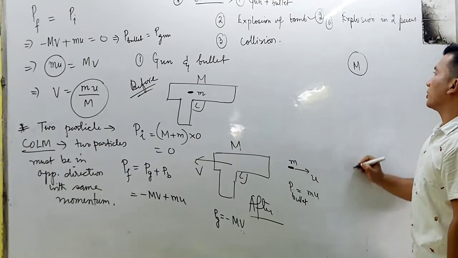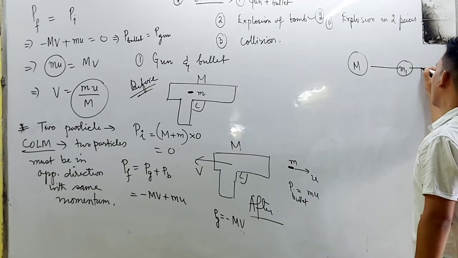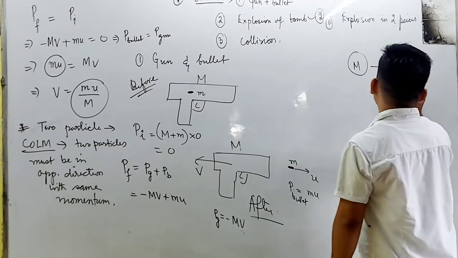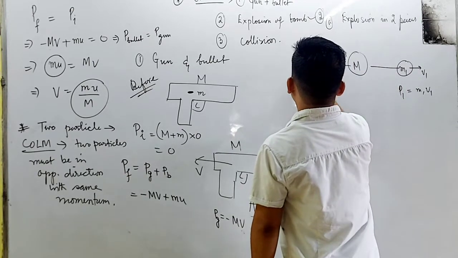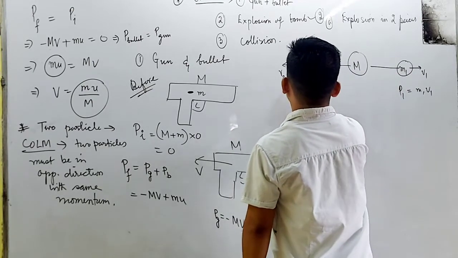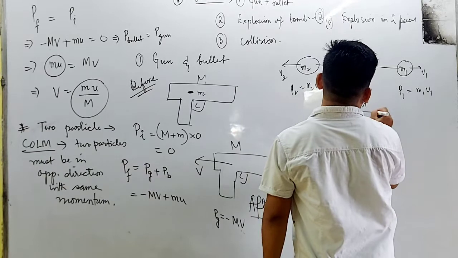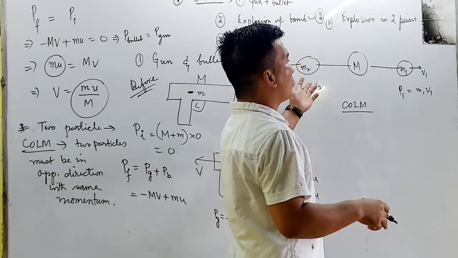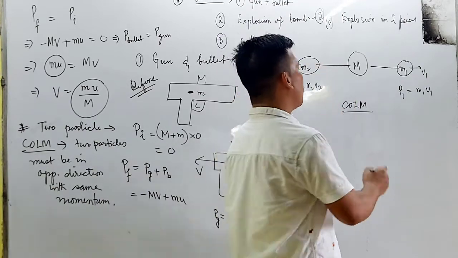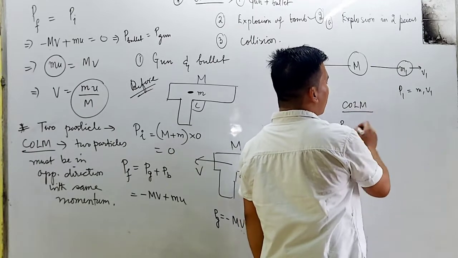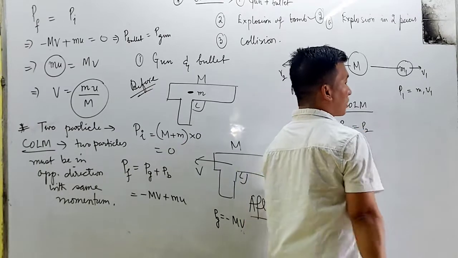After the explosion, let us consider this is your M1 and this M1 moves with velocity V1. What will be the momentum? P1 is equal to M1 V1. Another, P2 is equal to M2 V2. By conservation of linear momentum, if there are two particles in opposite direction in that event, then we simply consider the momentum of the two particles will be equal. P1 is equal to P2. Conclusion finish.